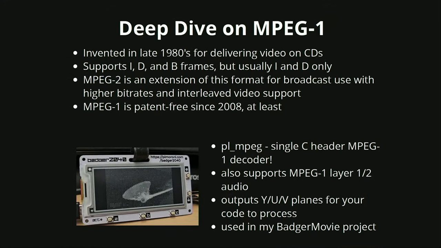MPEG-2 was built on top of it. We're still using MPEG-2 today in broadcast television. If you have an ATSC 1.0 TV, which is pretty much everything out there right now, it is downloading MPEG-2 video over the air and showing it to you on the screen. DVDs use MPEG-2. It's a good high bitrate format, but we come to MPEG-1.